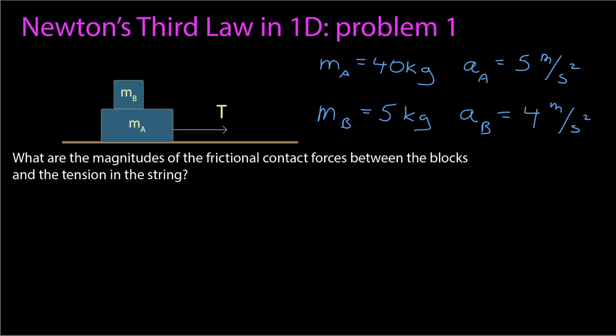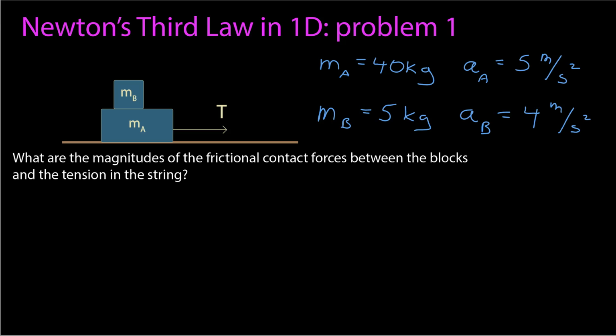In this video, we're going to solve a problem that utilizes Newton's third law in one dimension. The first step is to visualize what's happening. I have a tension that's pulling this mass A of 40 kilograms across the ground. It's accelerating at a rate of 5 meters per second squared.